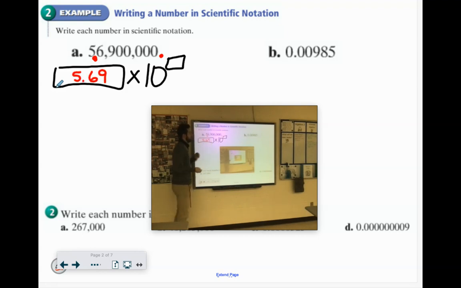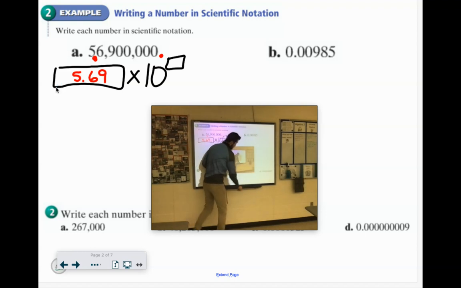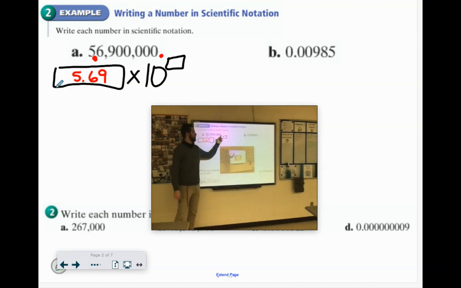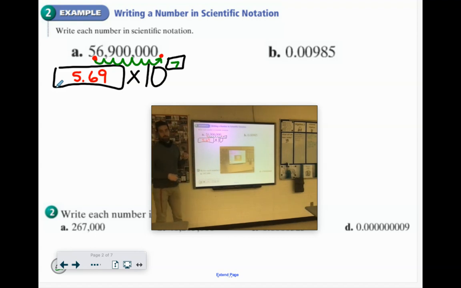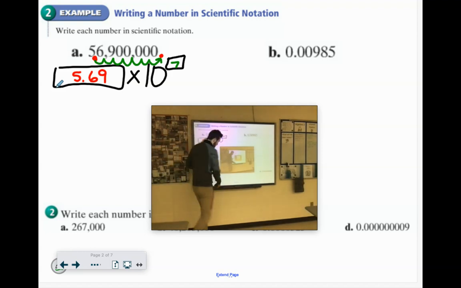5.69. Now, the exponent would be how many places the decimal would have to move from where it is to where it needs to be. Now this is a very large number, which means our exponent will be positive. So we will say it is 5.69 times 10 to the, let's see, 1, 2, 3, 4, 5, 6, 7, to the 7th power. So you count from where it needs to be to where it is, and that's your exponent. Easy peasy, squeezy lemons, yeah?